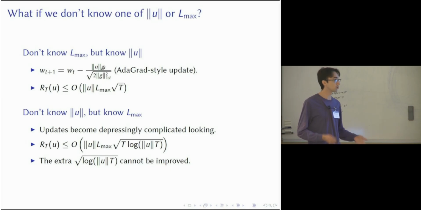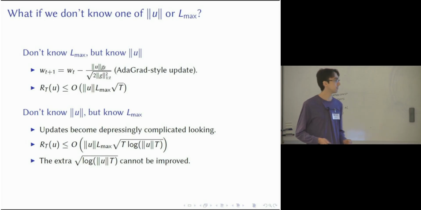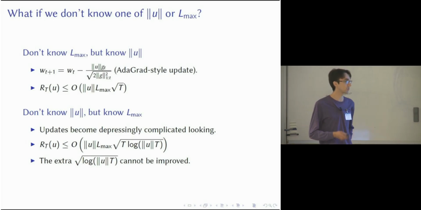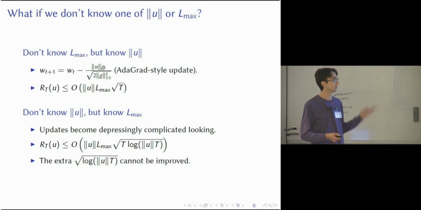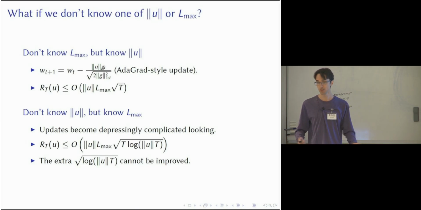What if you didn't know u, but you do know L_max? Then the updates actually become weird and complicated. But you can still show that you can get regret that's the optimal u times L_max times root T times this extra square root of a log term. And it turns out that this square root of a log is unimprovable. So in some sense, not knowing u, looking in an unconstrained setting, is fundamentally harder than the other setting. On the other hand, square root of a log is not that scary, right? So fundamentally, you should expect that not knowing half the information is basically as good as knowing all of the information, which is good news.